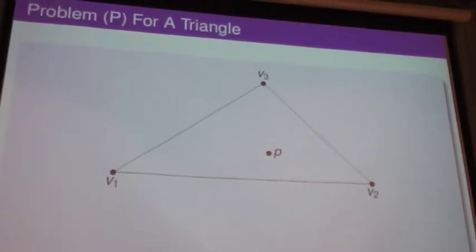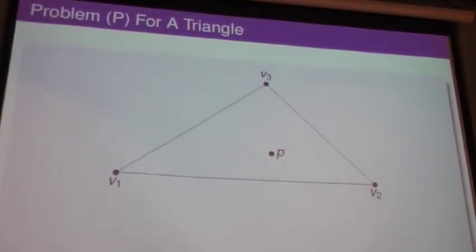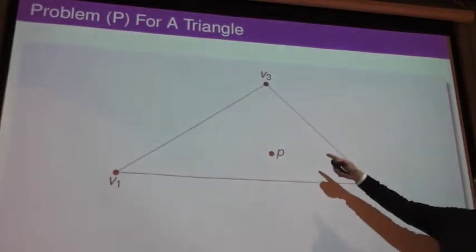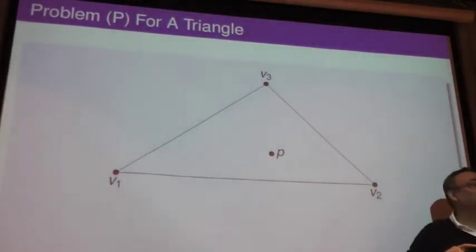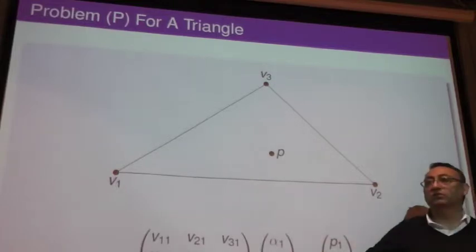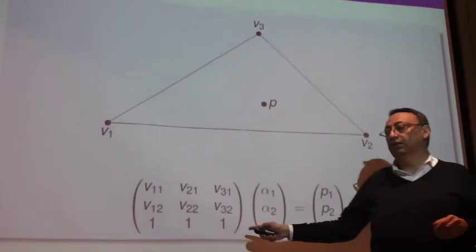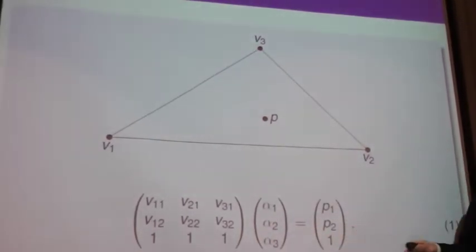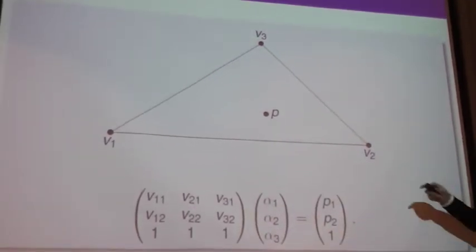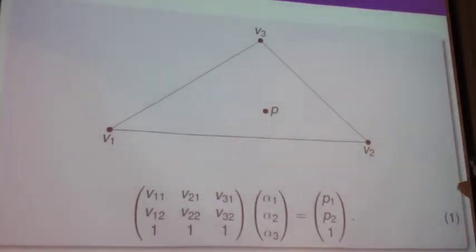Now here is problem P for a triangle. Suppose that we know the coordinates of the v_i's, and we know the point p is in the convex hull of these. I want to figure out those multipliers, the alpha i's. One way of doing it is you form this system. You write the coordinates, and we have 1, 1, 1, right? So we solve this linear system. But this would be completely ignoring the fact that this point is in the convex hull.